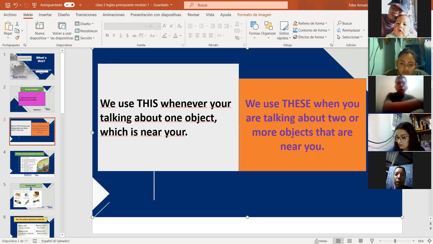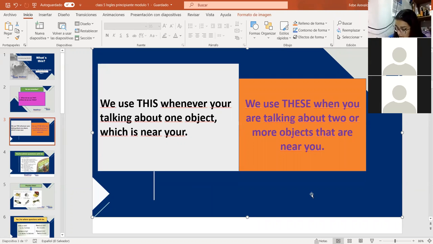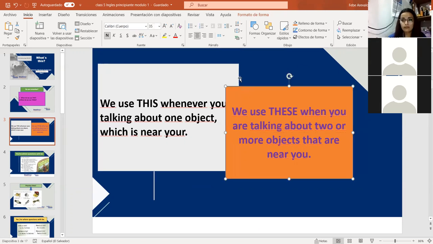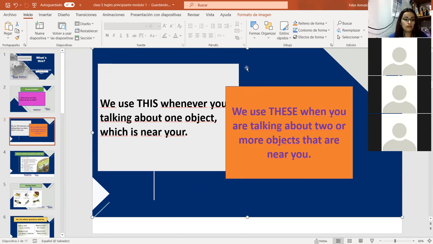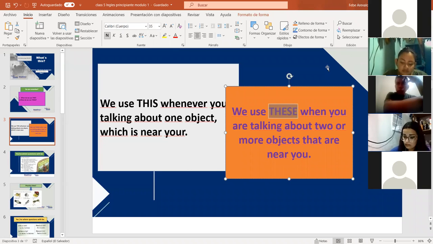Okay. I will have Angela Rosario, please read the information about this. We use this when you are talking about two or more objects that are near you. Exactly. Thank you. If you have more than one or two objects, use this. And I want to be very clear with this information, because I don't want you to get confused between this and this, all right? It's different. So you need to learn how to use them.